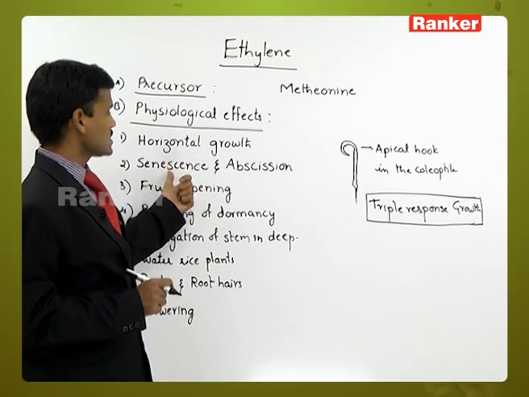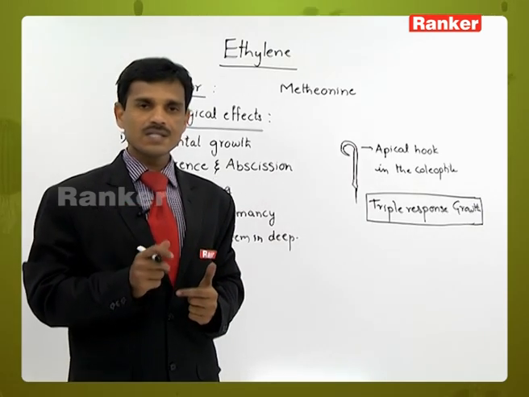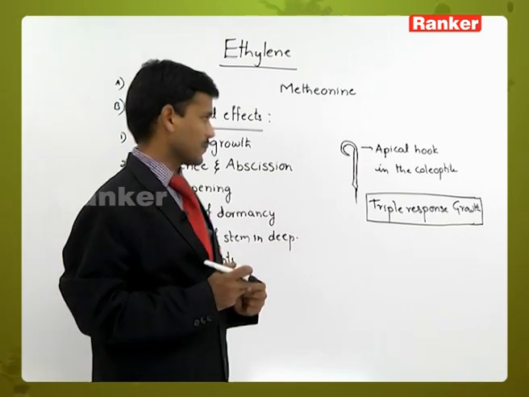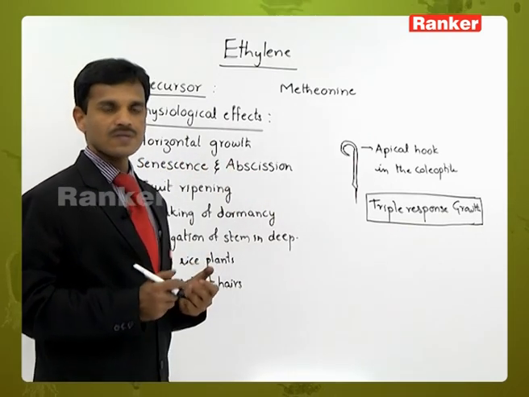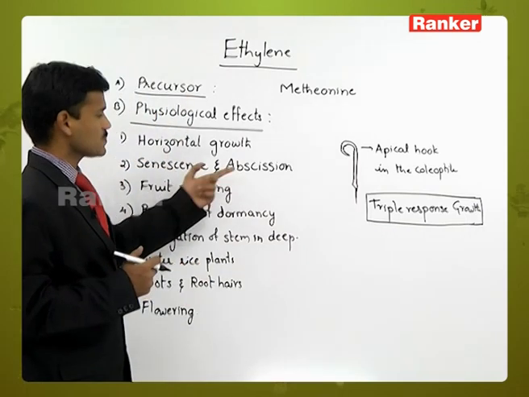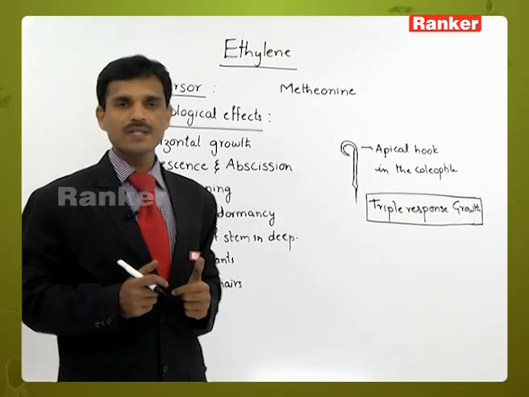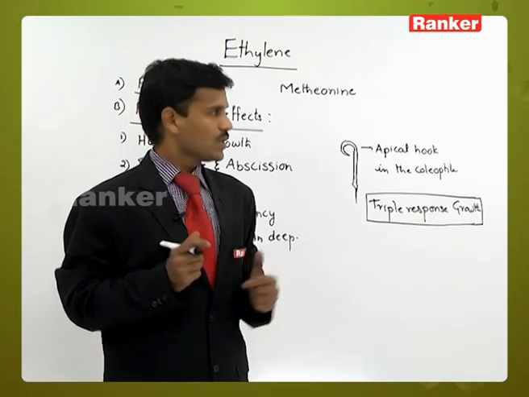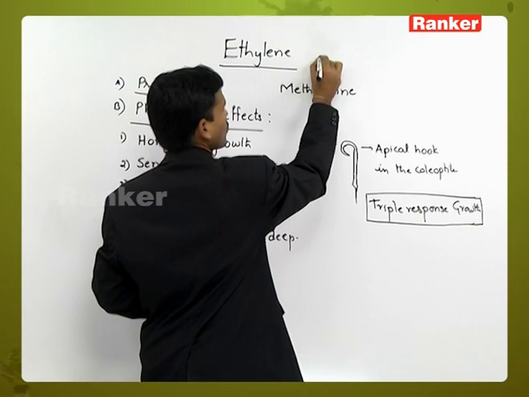Next one is senescence and abscission. During development, senescence, the aging process, and abscission, the falling of leaves, flowers, or different plant parts, are promoted by ethylene. Next one is fruit ripening. Fruit ripening is an important characteristic feature of ethylene. It is mainly involved in fruit ripening, and that's why it is called the fruit ripening hormone.